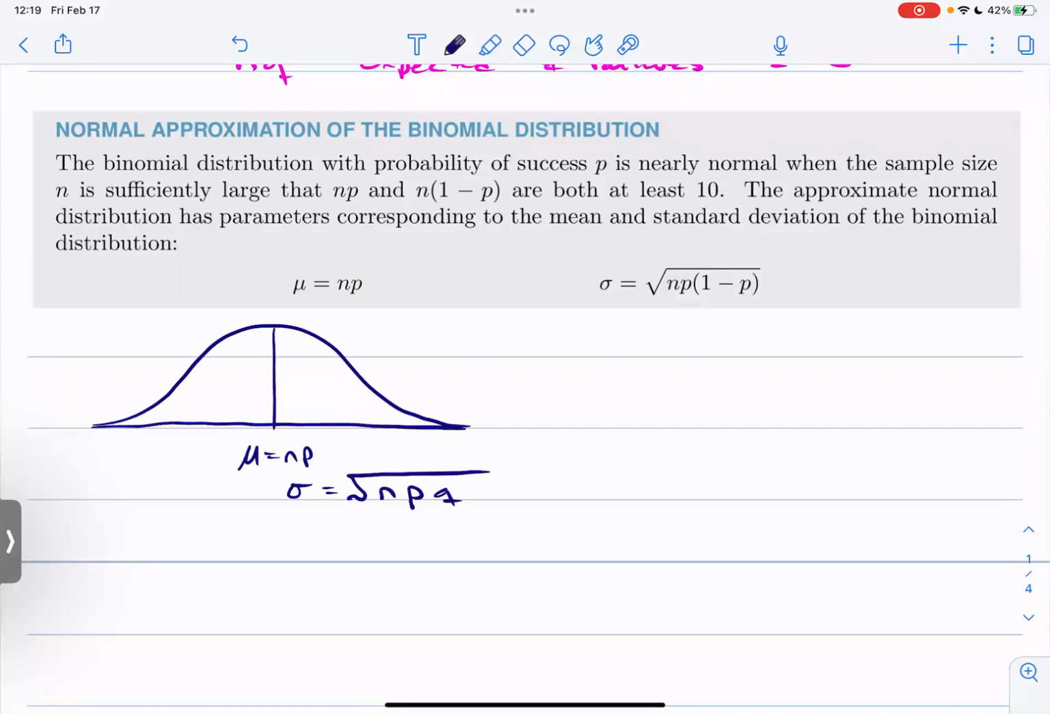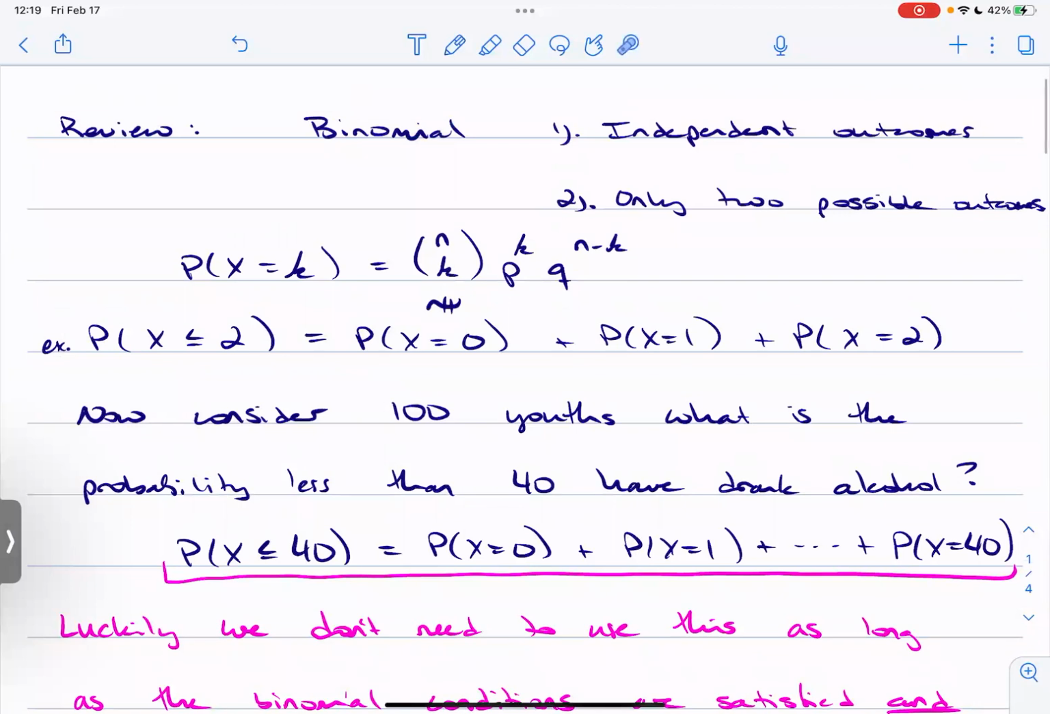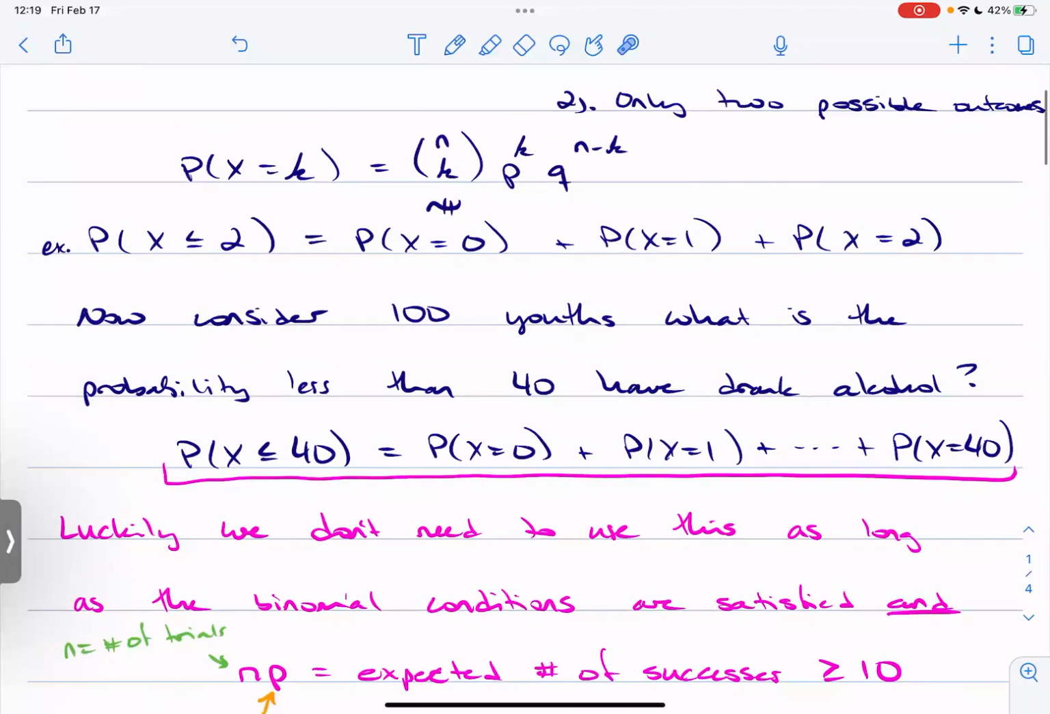Okay, so now what we can do is, if, for example, we want to try to solve this problem that we started with, we now consider 100 youths. What's the probability less than 40 have drank alcohol? We're going to have some expected value, so some mean, which is the center, and then we're going to be able to find some spread.